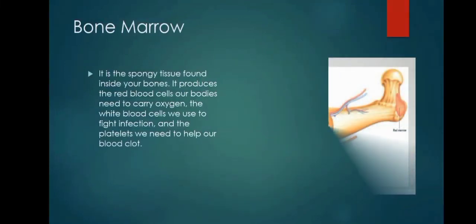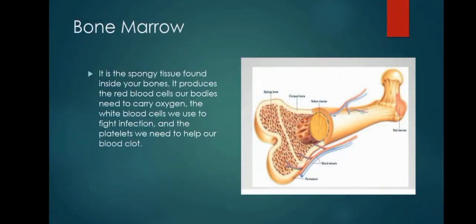And also we have the bone marrow. It is the spongy tissue found inside your bones. It produces the red blood cells our bodies need to carry oxygen, the white blood cells we use to fight infection, and the platelets we need to help our blood clot. Bone marrow produces many white blood cells whose job is to destroy bacteria and other unwanted organisms within the body. Because of this function, the immune system would not function effectively without bone marrow.